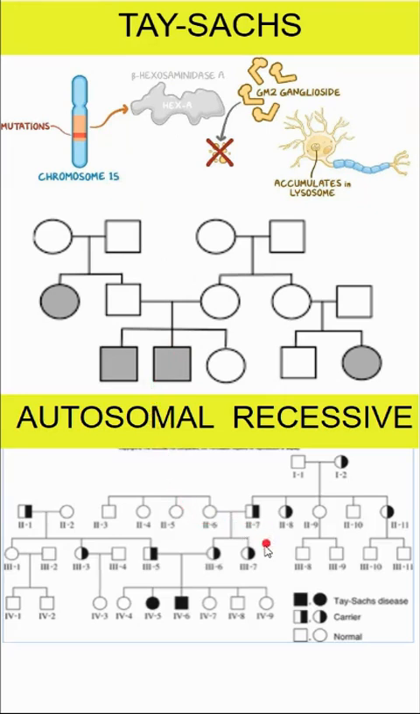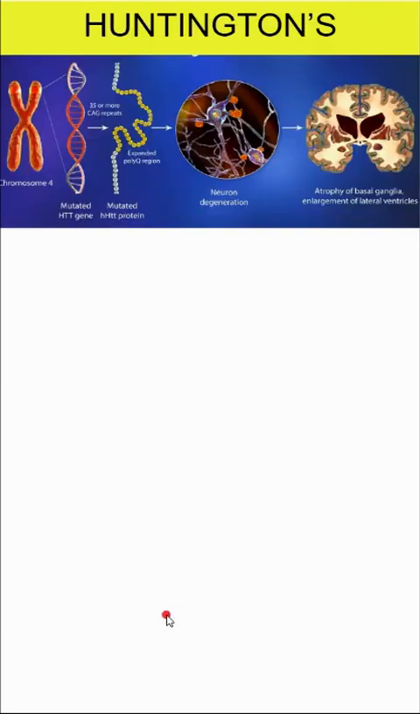And some pedigrees do also show the carriers by half shading in circles. And again, it's these two carriers that create children that have it, because they would be homozygous recessive and have Tay-Sachs.